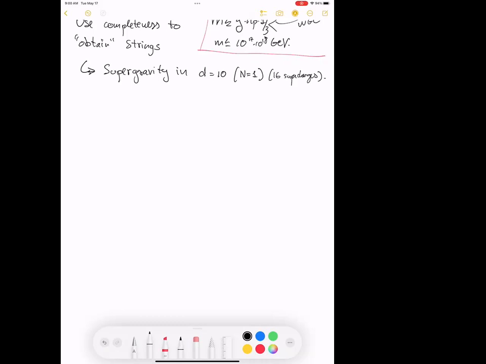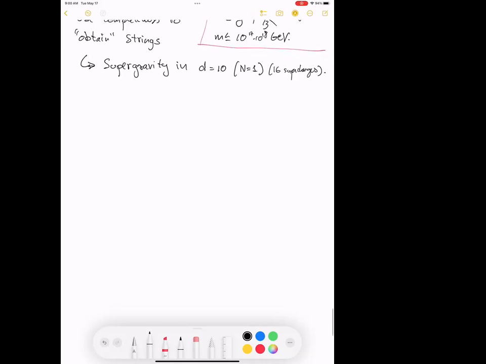The content of supergravity in 10 dimensions with supersymmetry in 11 dimensions is fully fixed, and also in supergravity in 10 dimensions with n equals 2. But here I'm talking about a slightly different case, which is the minimal amount of supersymmetry that you can put in 10 dimensions, which is what we call n equals 1, 16 supercharges.